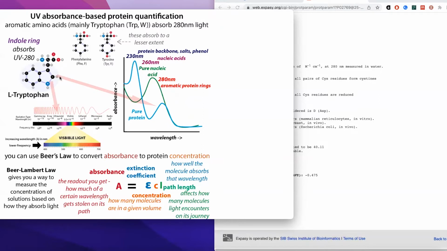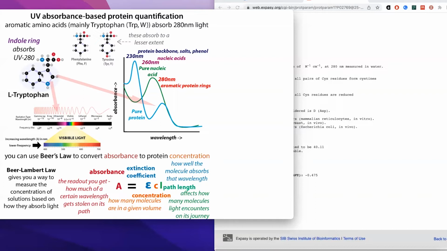And so we can see that the aromatic amino acids are going to absorb light at around 280 nanometers wavelength. Especially tryptophan. And so the more tryptophan you have, the more your protein is going to absorb, as well as these absorb to a lesser extent, and you also get absorption from the protein backbone at like 230. But anyway, we're typically measuring at 280 because that's going to give us the most specific information about the protein, as opposed to nucleic acids or other contaminants.